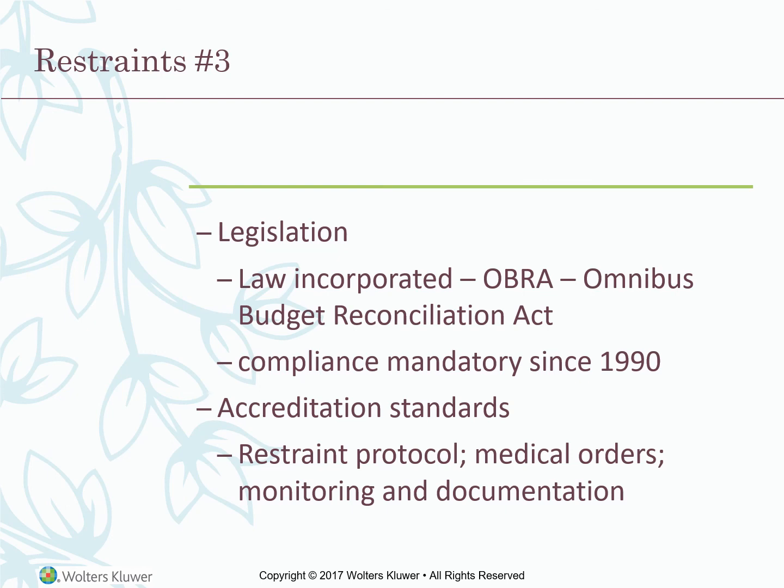Accreditation standards. The Joint Commission followed the lead of OBRA's legislation by developing restraint and seclusion standards in 1991. They continue to revise these standards, which differ for non-psychiatric and psychiatric institutions. The most recent revision occurred in 2009. The standards address three areas: agency restraint protocol, medical orders, and client monitoring and documentation of nursing care.